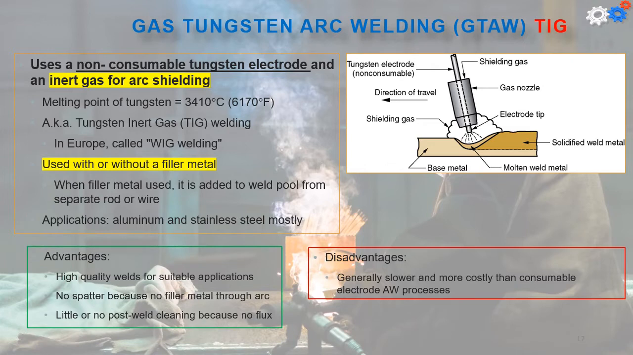The advantage of TIG is high quality welds for suitable applications. No spatter, because no filler metal goes through the arc. Little or no post-weld cleaning because there is no flux. The disadvantage is that it is generally slower and more costly than the consumable electrode arc welding processes.